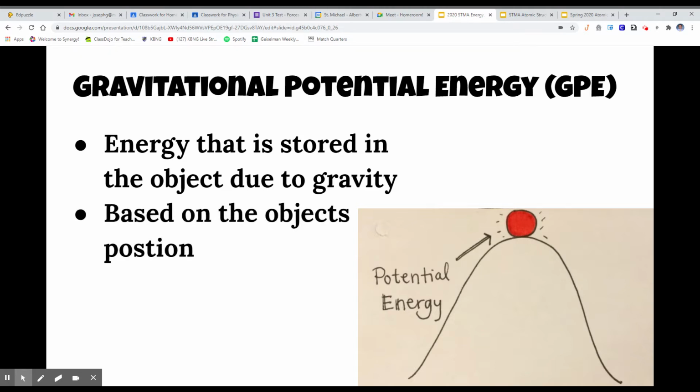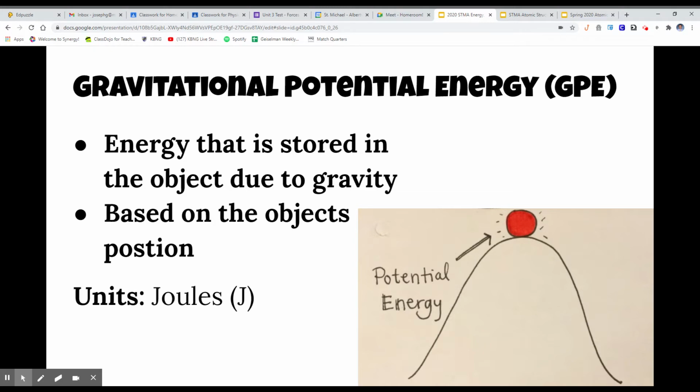So it's always based on the object's position. The higher off of that reference point or the higher off of the ground the object is, the more energy it's going to have. And it will take some work to get that object off of the ground. But like what we've noticed in work and energy, they're related. So to get more energy, you've got to put in some work.